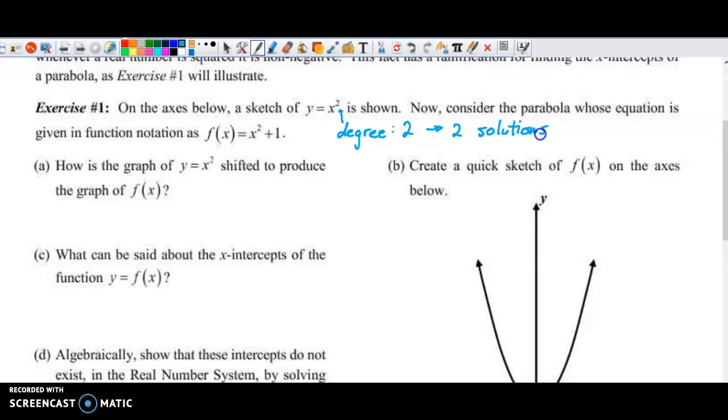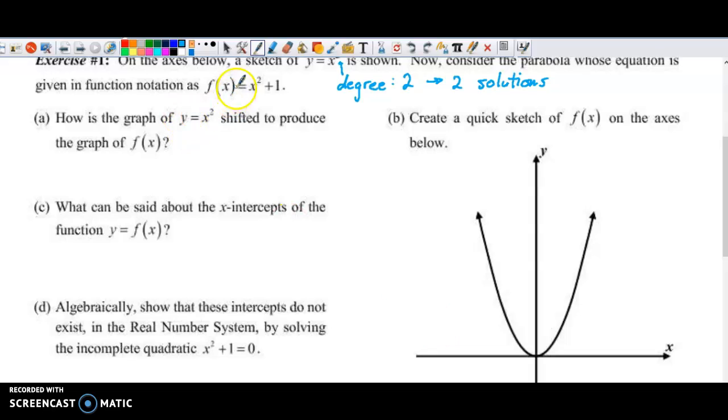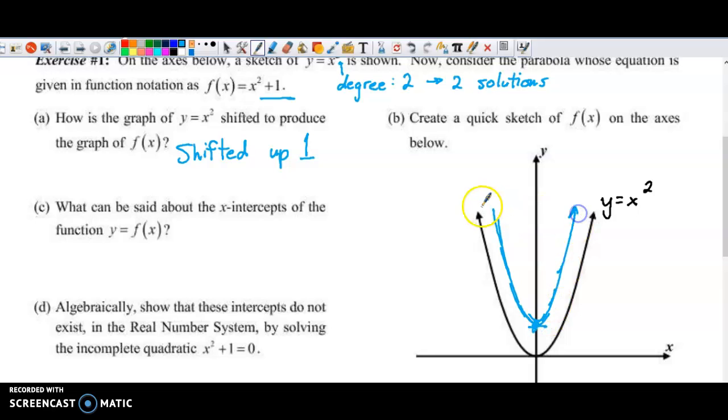But if we look at this problem, y equals x squared is actually drawn right here. If we look at x squared plus 1, that is shifted up 1. And so I can just draw that real quick right here. Basically it looks like the same curve, except it doesn't cross the x-axis. So that's f of x.